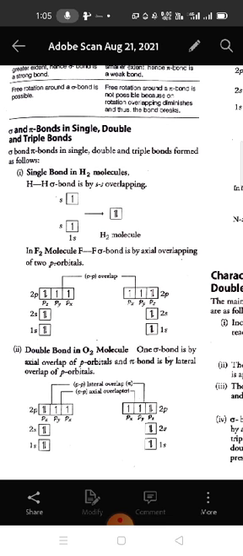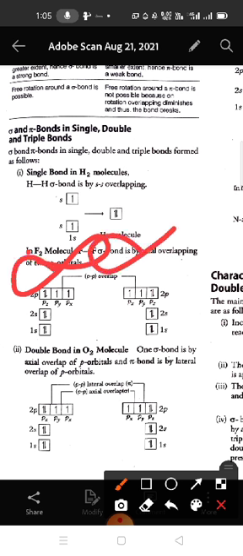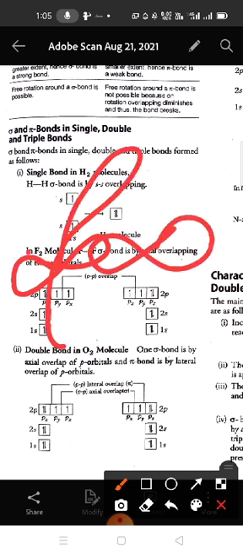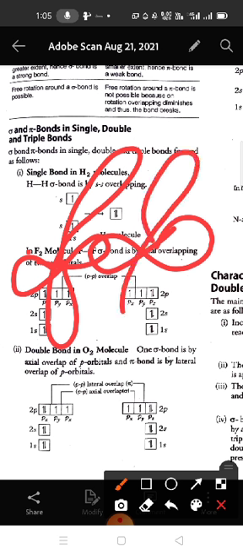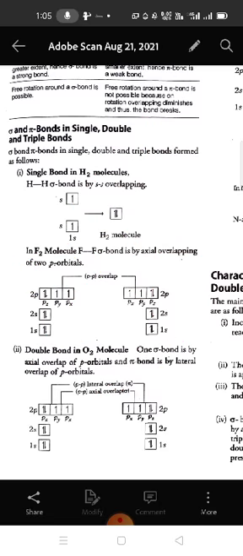Next one is the O2 molecule. Here the overlapping of px and py takes place. So you will draw it just like that. This is sigma and this sidewise overlapping is the pi bond. So it will form a double bond, one sigma and another one a pi bond.